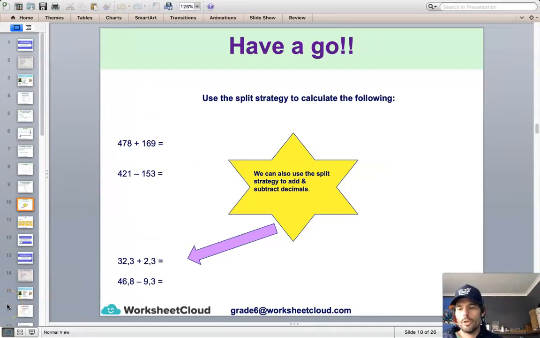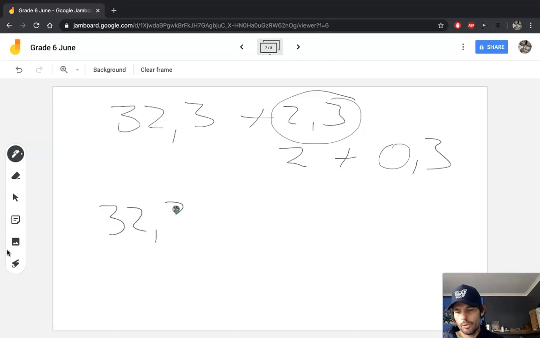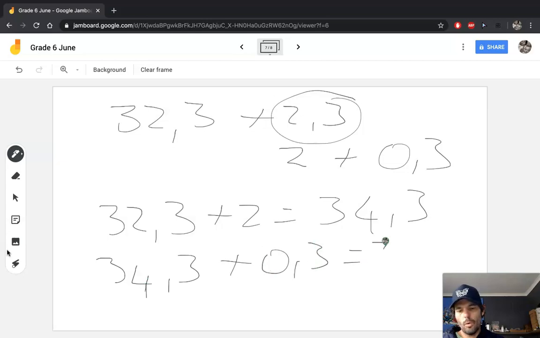Decimal question was 32,3 plus 2,3, and let's go have a look at that on the Jamboard. The first thing I'm going to do is break 2,3 up into 2 and 0,3. So what that means is then 32,3 plus 2 equals 34,3, and then 34,3 plus 0,3 is going to give 34,6. Okay, so that's quite a nice visual representation of how that calculation works with the split strategy.